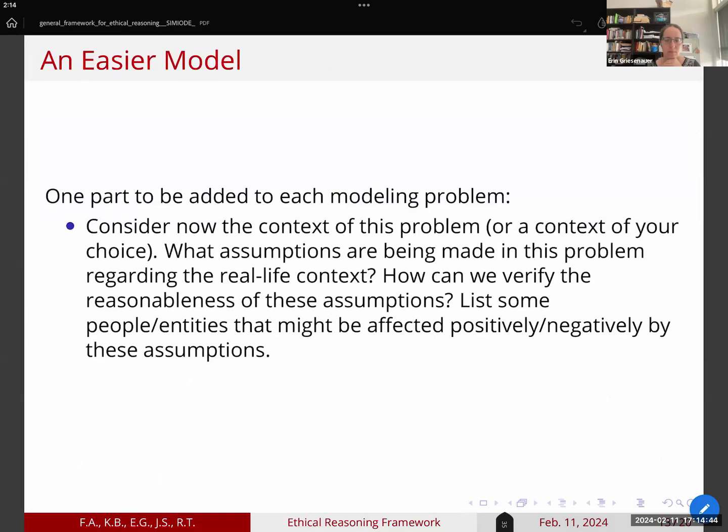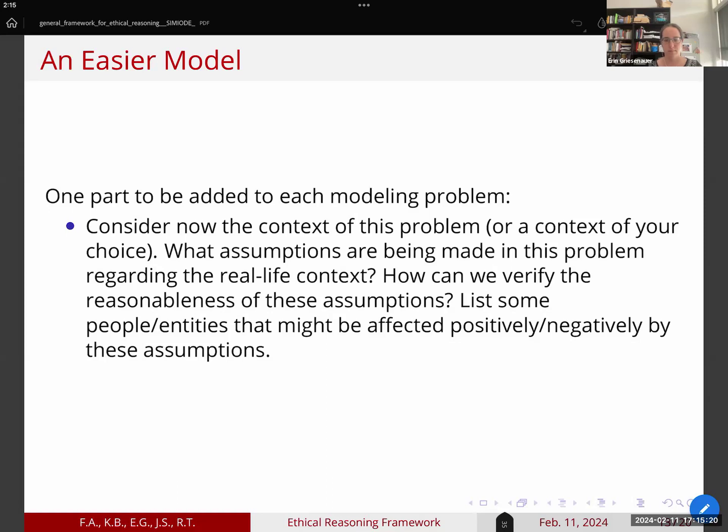So in the previous couple slides, we showed a whole bunch of different questions you might ask that could be added to a modeling problem. If you have time, you can take a modeling problem and build out a whole bunch of specific questions that relate. But an easier version is just to, anytime you have a mathematical problem, ask students to consider the context, or if the problem comes without a real world context, ask students to consider a context of their choice.